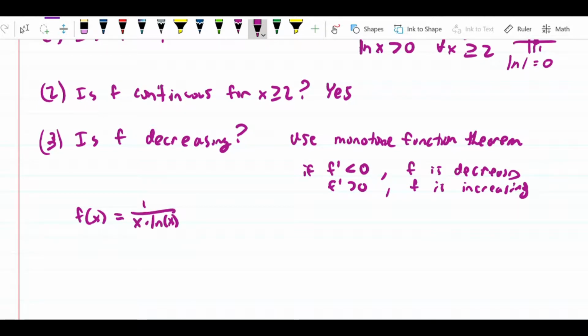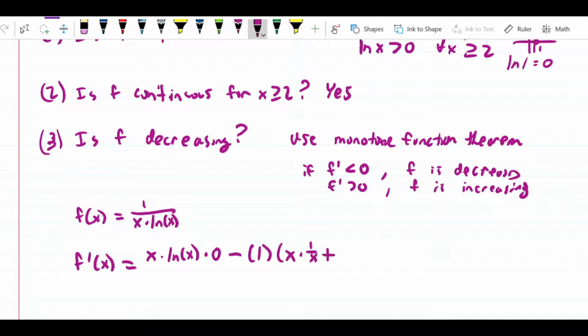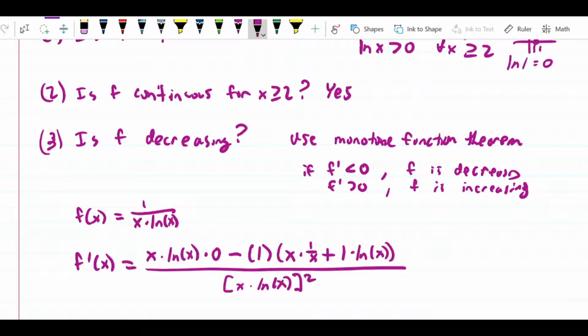So that means that f prime of x is equal to, using the quotient rule, x ln x times the derivative of 1, which is 0, minus 1 times the derivative of the denominator, which we get through the product rule. That's going to be x times 1 over x plus the derivative of x, which is 1, times ln x, and take that all over x ln x squared.